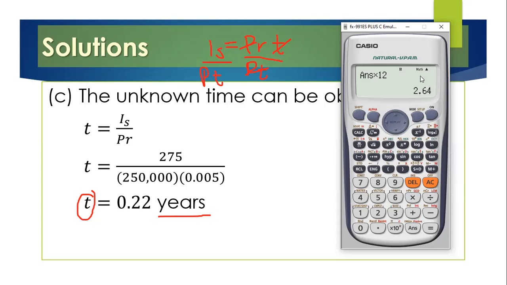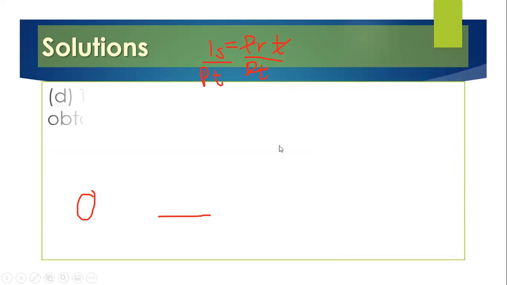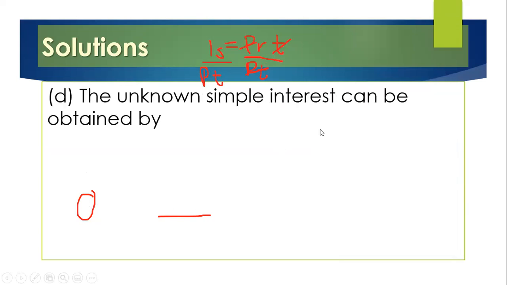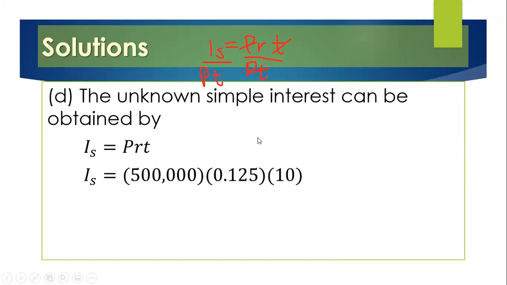Okay, that is barely 2 months or maybe 3 months na. And for letter D, ang unknown is yung simple interest or yung original formula natin. So I sub S is equal to PRT. So we get I sub S is equal to 500,000 times 0.125 times 10.